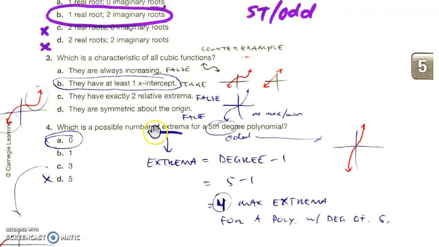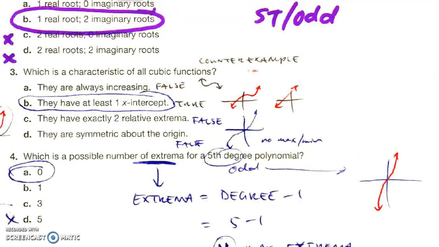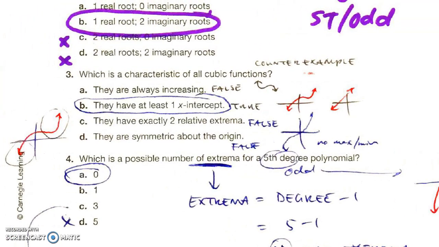Question number 3. Which is a characteristic of all cubic functions? So basically you think of it as true and false. And when I think of false, I want to draw a picture and understand why it's false and not true. They're basically saying all cubic functions are increasing. False, here's my counter example. This is a cubic function here, and it's actually decreasing. So get those all in the same window.